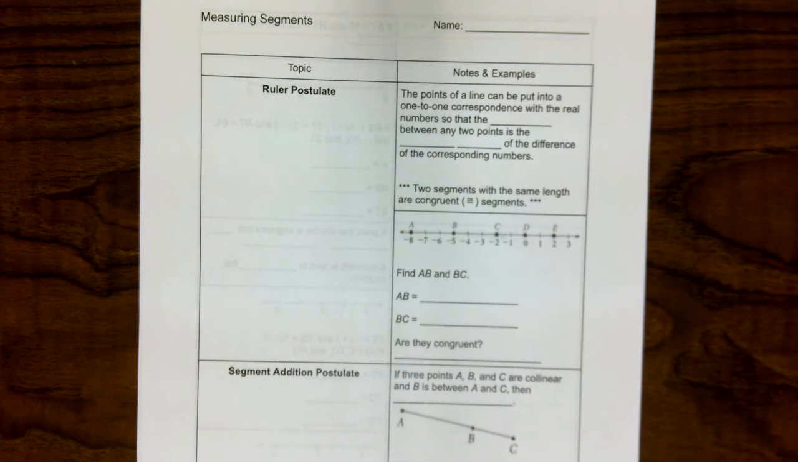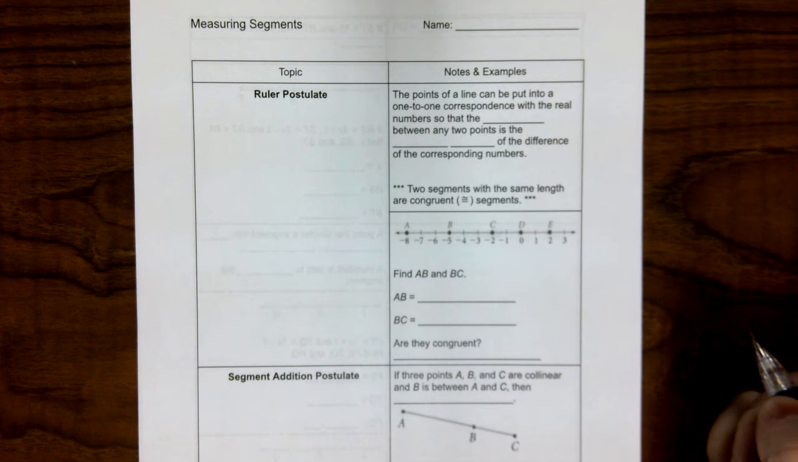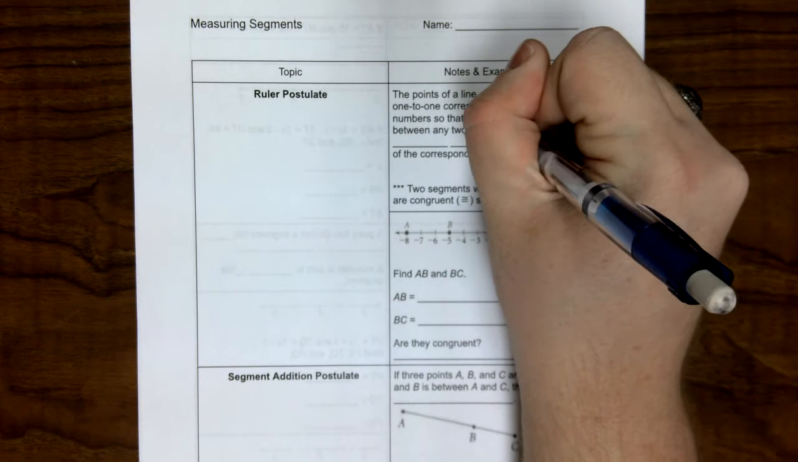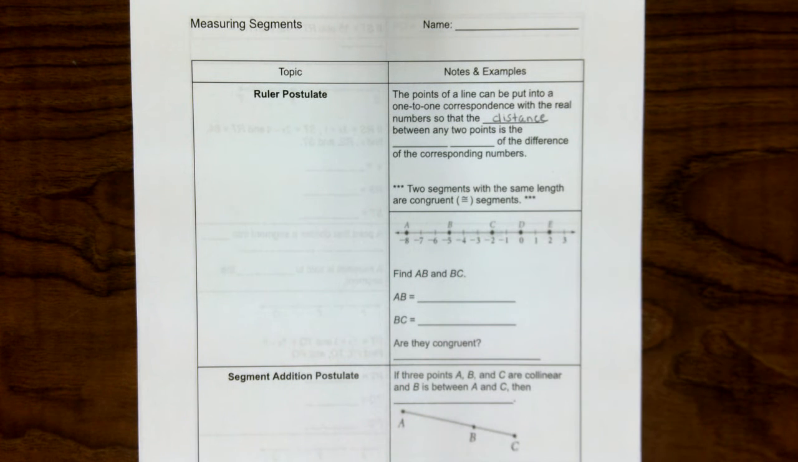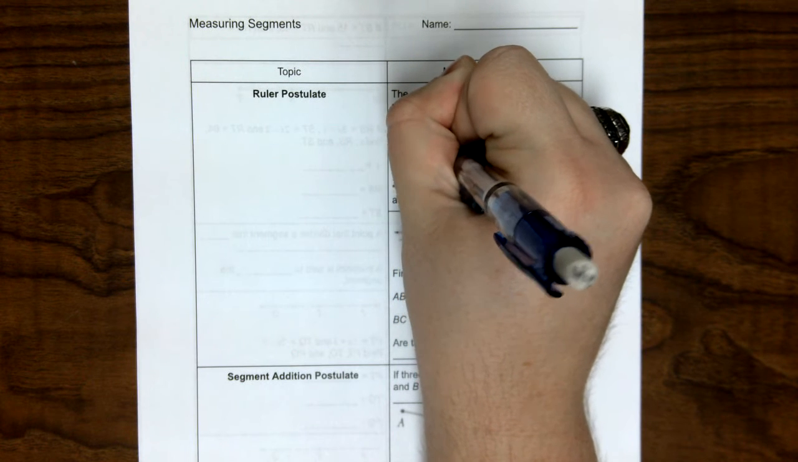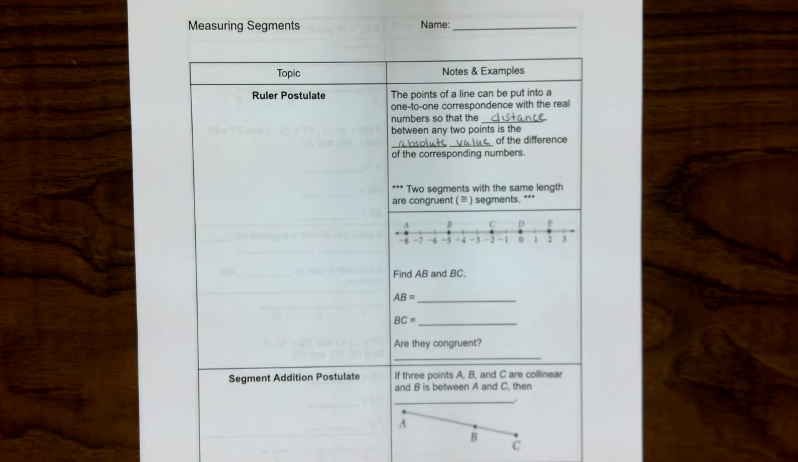So the ruler postulate says that the points of a line can be put into a one-to-one correspondence with the real numbers so that the distance between any two points is the absolute value of the difference of the corresponding numbers. Okay? Now, it seems kind of strange to think about just on paper, but I promise when we do the example in a minute, you'll be like, oh, it's that easy? Yes, it's that easy.